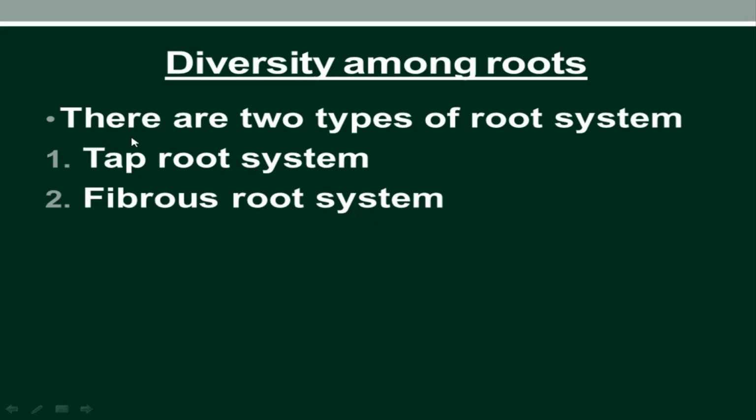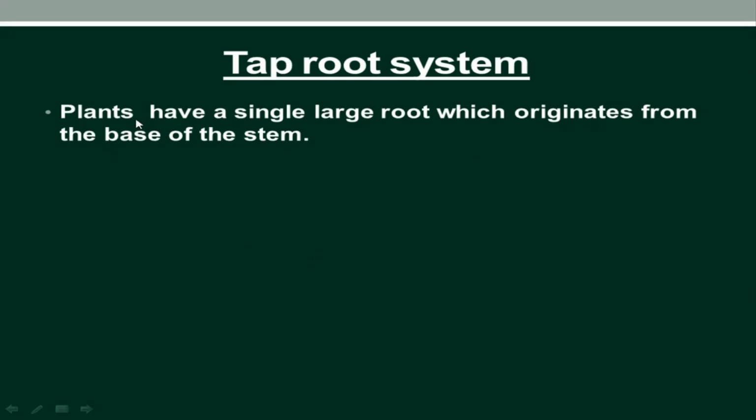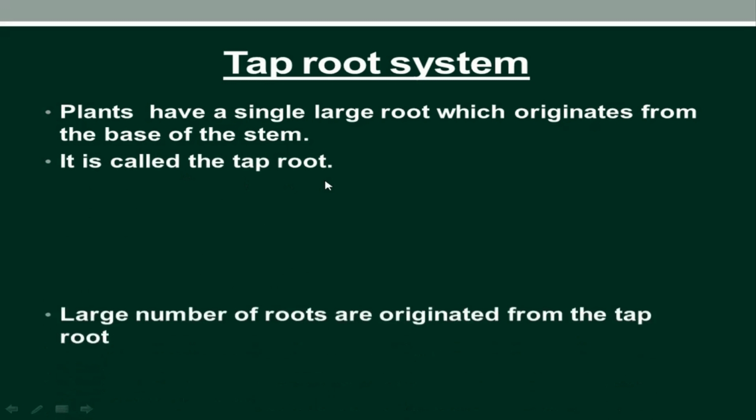When we consider the root system, there are two types: the taproot system and the fibrous root system. Then we will learn what the taproot system is. Taproot system: plants that have a single large root which originates from the base of the stem. This large root is known as the taproot.